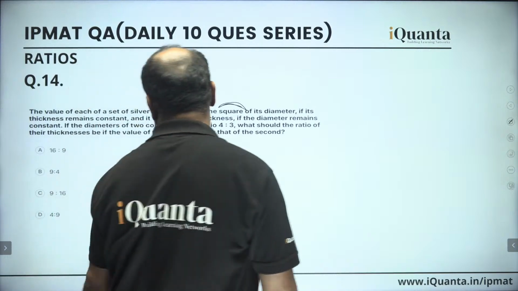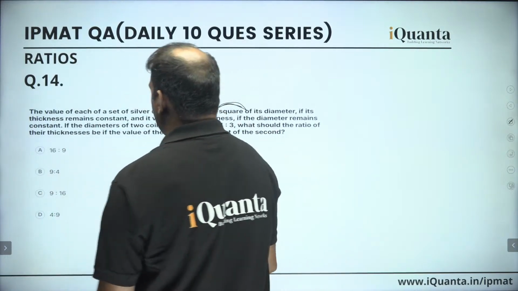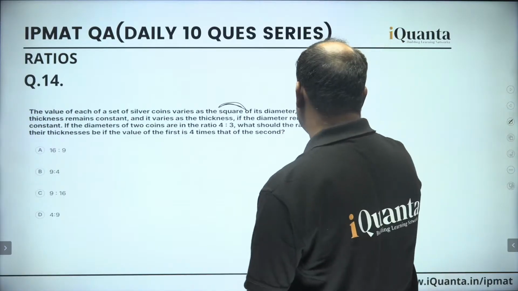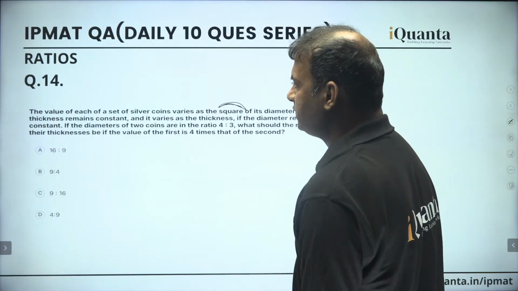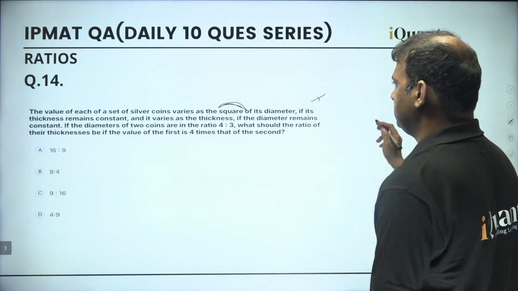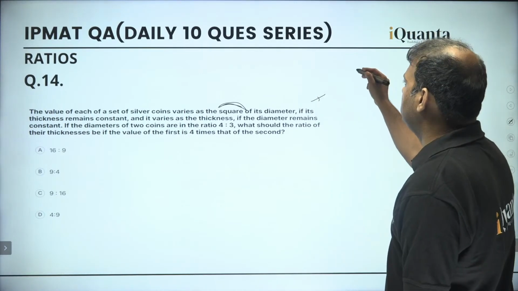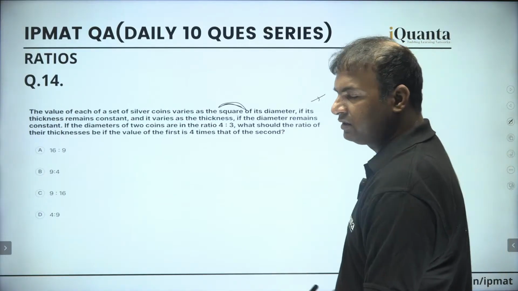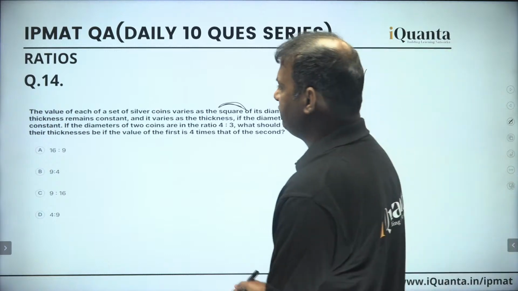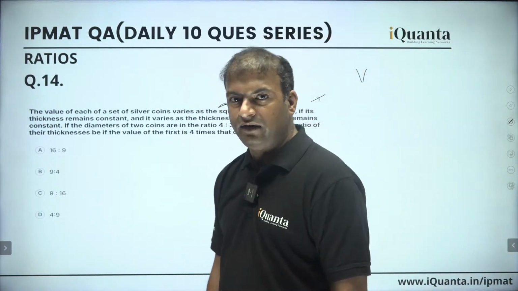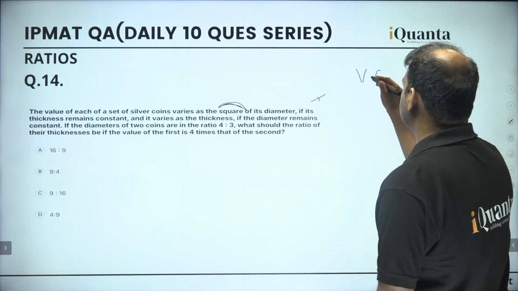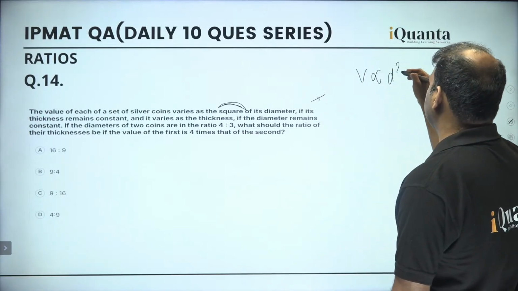They are saying that the value of each of a set of silver coins varies as a square of its diameter if its thickness remains constant. Okay, guys. If the thickness remains constant, let's say value is V and diameter is D, so value varies. Guys, whenever they say varies, it means directly varies. Simple. So it directly varies as a square of the diameter. So we can say it's proportional to the square of the diameter.